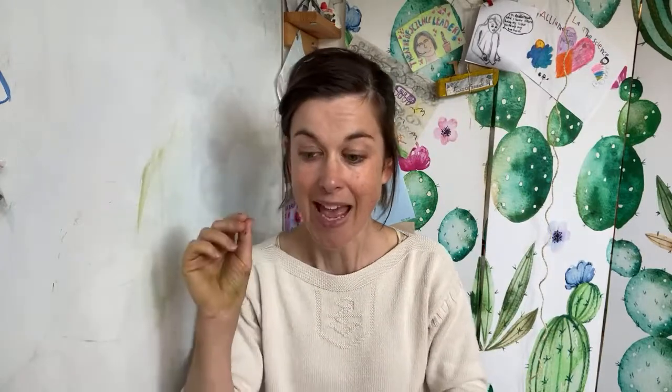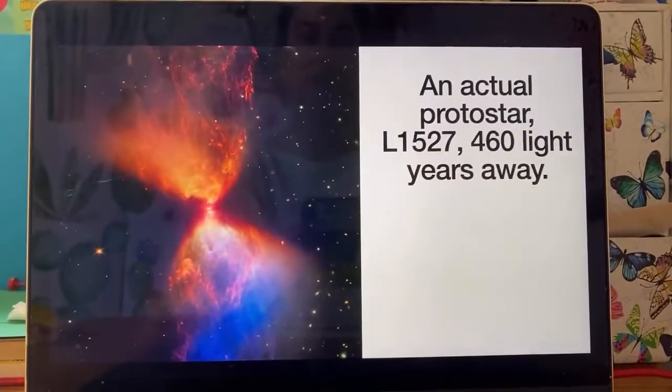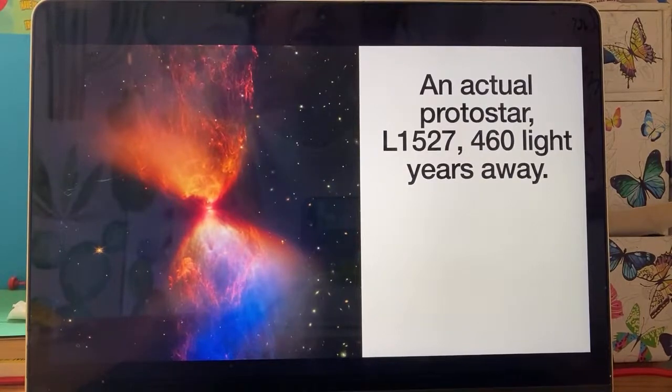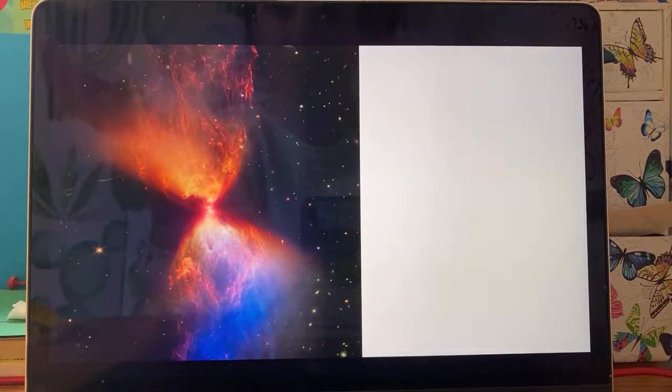While you're thinking about that, here's an actual image of a protostar. Well done, NASA. This is the catchingly named L1527. It's 460 light years away. You remember we did that last week? So if light travelled for 460 years, it would get to this protostar, taken by NASA's fantastic, fairly new James Webb Telescope.